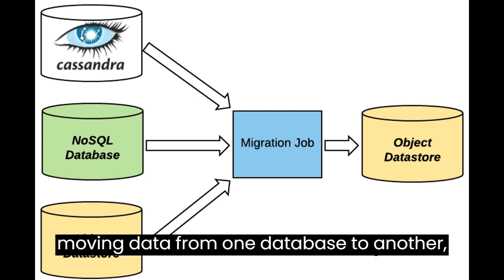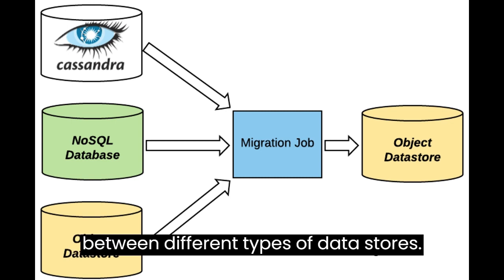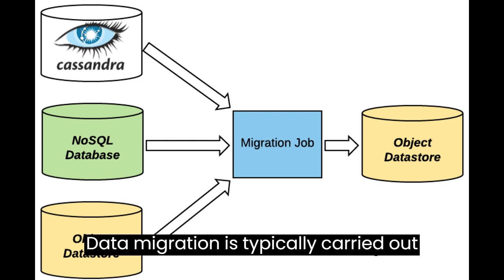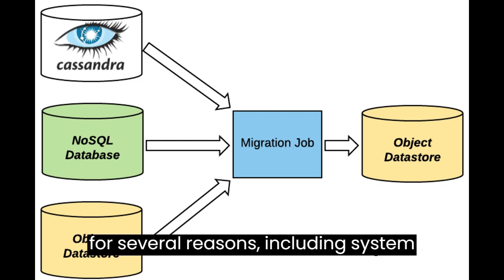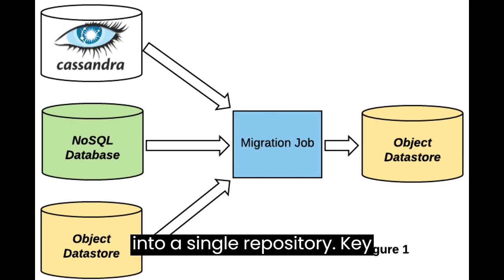This can involve moving data from one database to another, from on-premises storage to the cloud, or between different types of data stores. Data migration is typically carried out for several reasons, including system upgrades, hardware replacement, or consolidating data from multiple sources into a single repository.